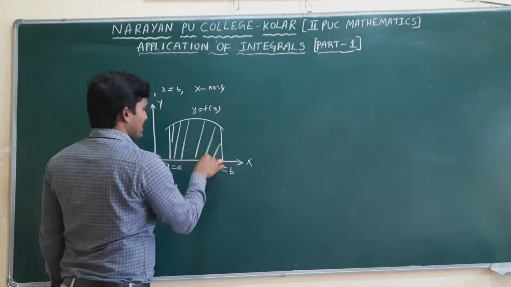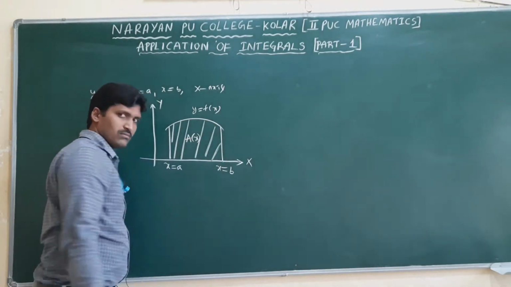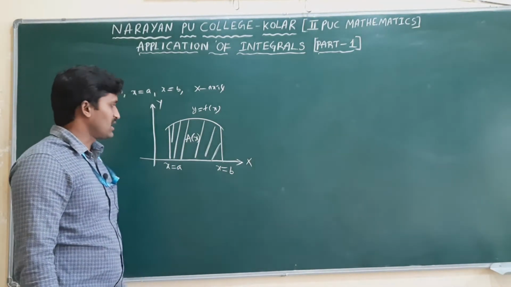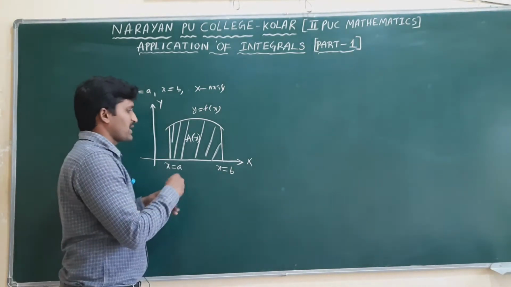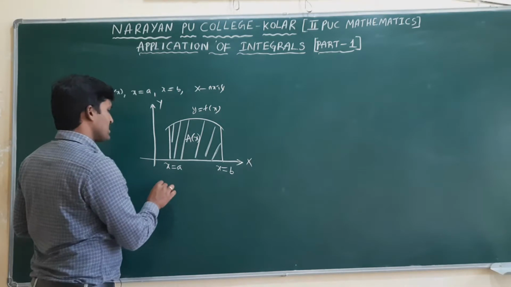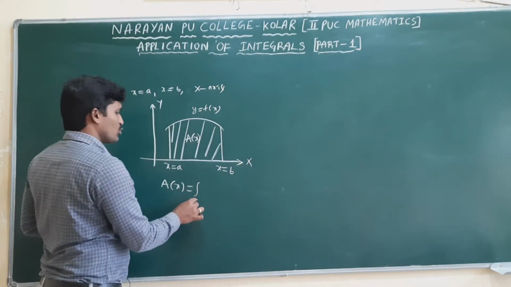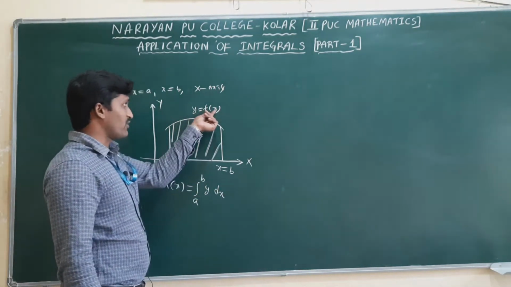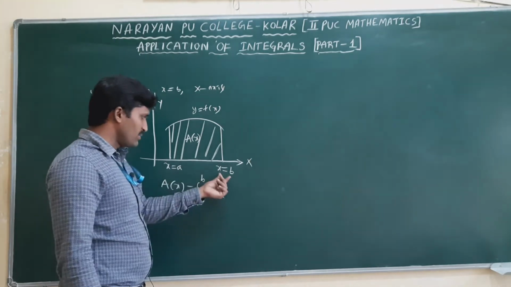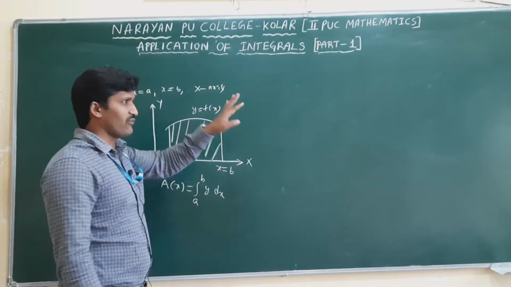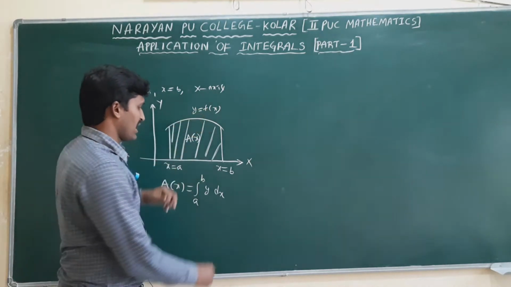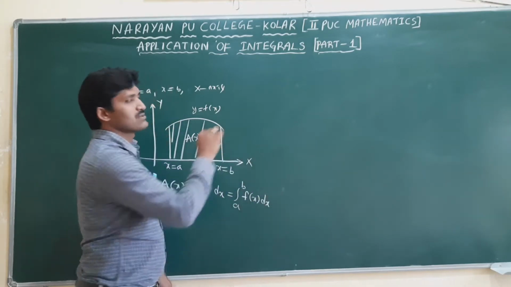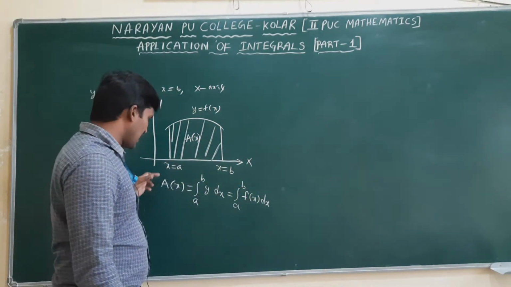This area function we generally consider as A of x, because the function is in terms of x, so the limits are also in terms of x. That's why we are taking this region with respect to the x axis. How to find this area A of x? It is integral a to b y dx. What is y? y is f of x. That means when you take the x limits, the function also we need to consider in terms of x. Here y is clearly in terms of x, so we can write integral a to b f of x dx. This is the area function.